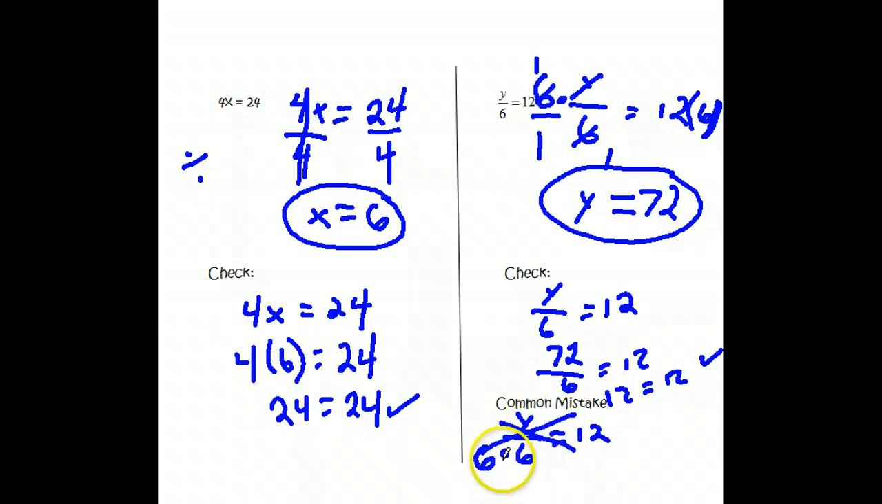Make sure that when you're multiplying by 6, you're doing it up here in the numerator. Okay, that way you can see that they're going to cancel. All right? That is solving one-step equations using inverse operations.